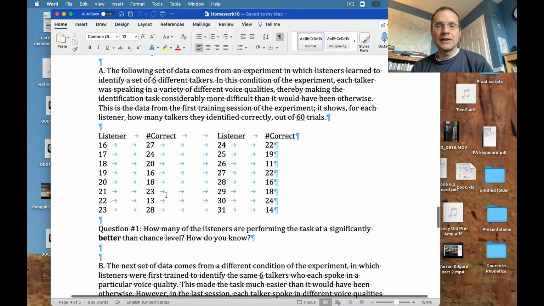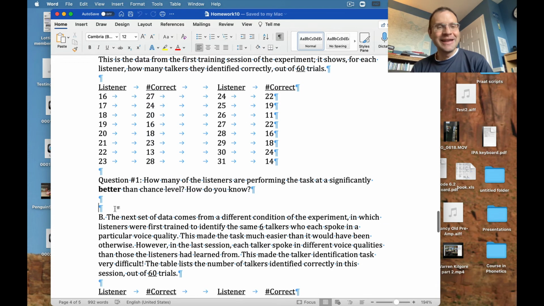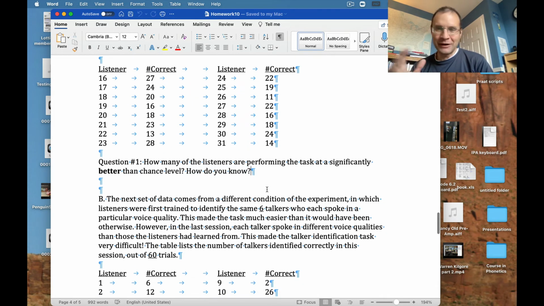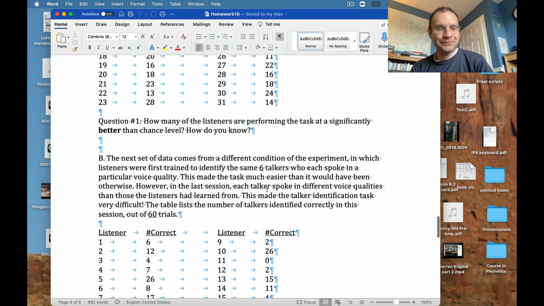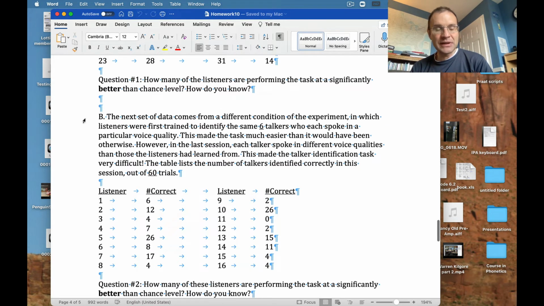For question number 1, figure out how many of the listeners are performing the task at a significantly better than chance level. How do you know? Answer the first question, and then show your work or tell me your reasoning behind that. Don't just tell me who's doing better. Tell me whatever test or reasoning you happen to use to figure that out. Otherwise, that one's pretty straightforward. And part B is going to be fairly similar, except it is using a different data set.